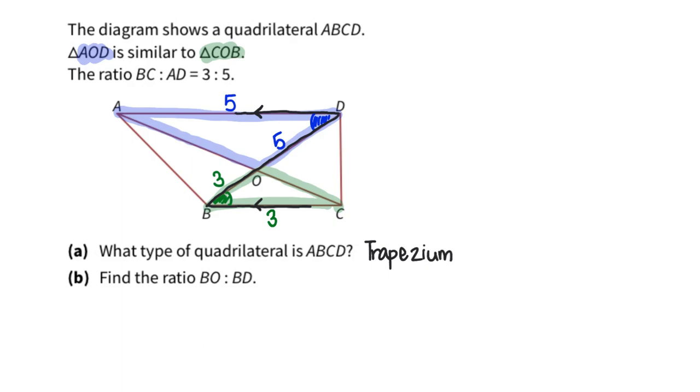Now, for part B, it's pretty straightforward. BO is the green color one, 3 units. But BD is the length from B to D, so it's simply 3 plus 5, 8 units. And that happens to be the simplest form. We are at the end of this particular question, so let's move on to the next question.